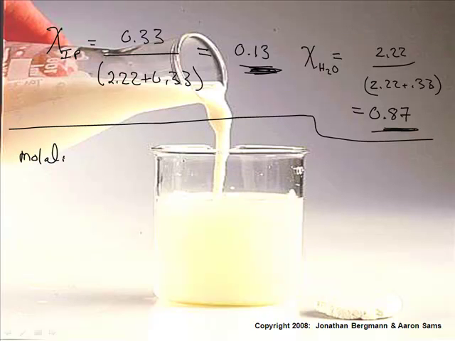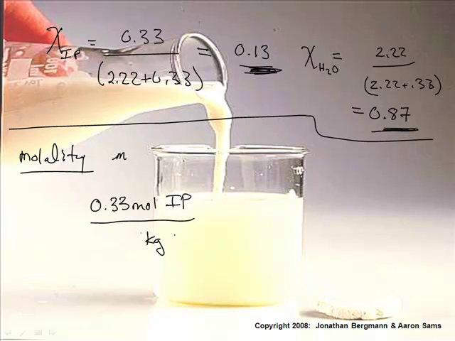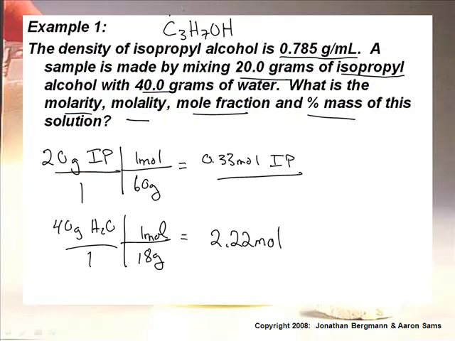All right. Now, something on molality, folks, is the symbol for molality is a small cursive m, not a capital M for molarity. Molality is moles of solute per kilogram of solvent. The moles of the solute is 0.33 moles of the isopropyl alcohol, divided by the kilograms of the solvent. The solvent in this case is water.